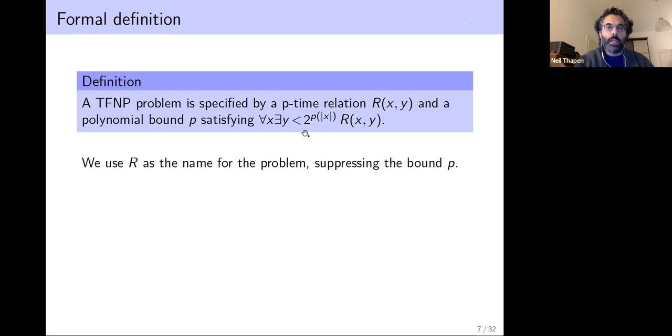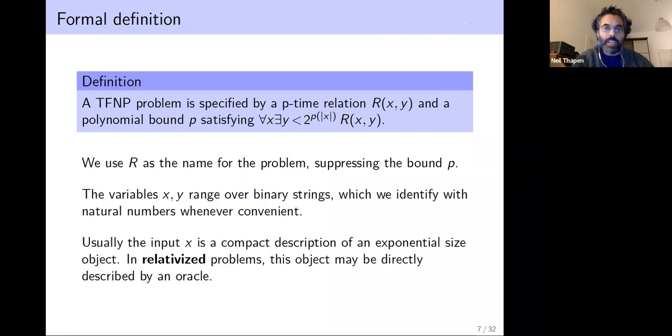So just to give a formal definition, we have a p-time relation R, and the problem is to find some y satisfying this given x, and the y has to be less than a certain size, and it has to be total. So this sentence, that for all x there is some y satisfying it, has to be true. And we'll just say R as the name for this kind of problem and ignore the rest of the structure when naming it.